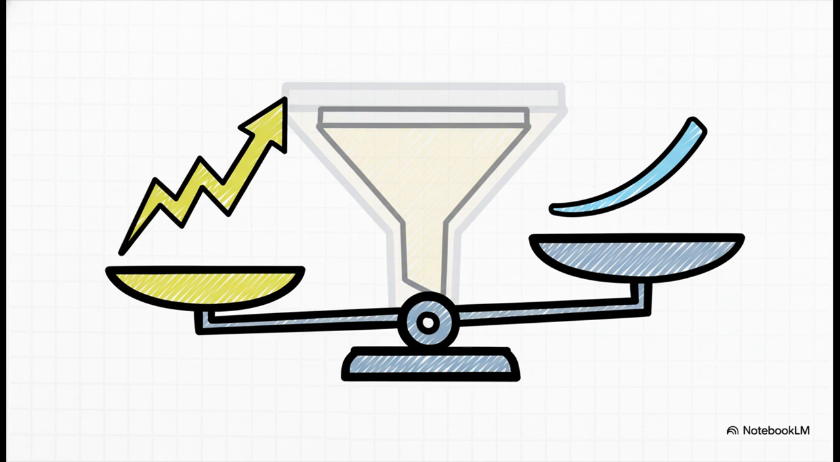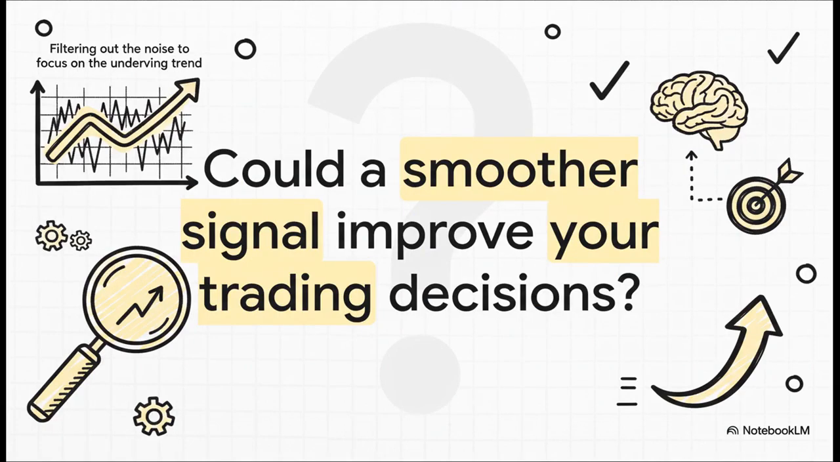It just strikes this beautiful balance. It's sensitive enough to catch the real moves, but it's smooth enough to help you sidestep a lot of those false signals and whipsaws that drive traders crazy. So, I'll leave you with this question. The whole point of the TSI is to filter out the noise and give you a clearer signal. So, the real question for you to think about is, could a smoother, clearer signal like that help you make better trading decisions?